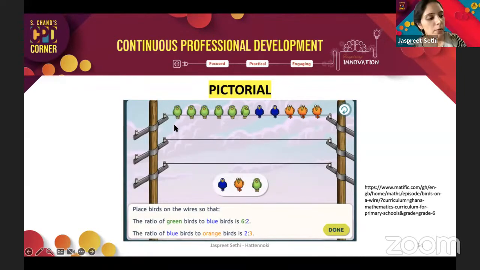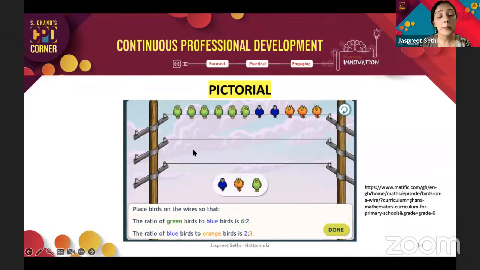One beautiful resource that I found, and there are so many, I'm trying to show one on ratios and proportions, is something I found on Matific. And this is building, basically placing birds on the wire. So there are these birds kept, and the wire is initially empty. But then they give me some instructions. So this instruction is the ratio of green birds to blue birds is 6:2.